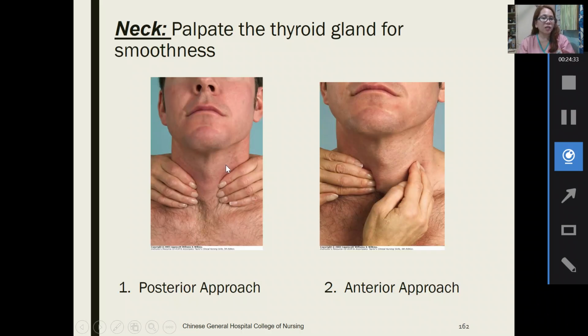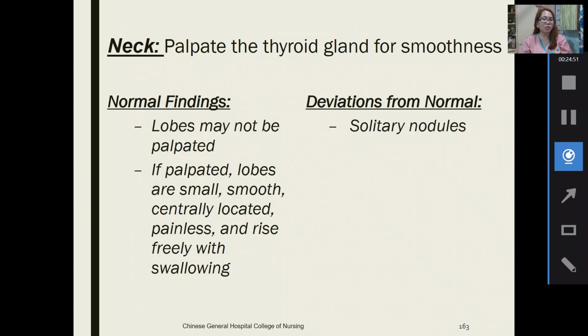So, palpate the thyroid gland for smoothness. So, yan, may approach na sa harap or may approach na nasa back. So, ang ginawa ko is the posterior approach, no? Posterior approach, but you can also do the anterior approach. And then palpate the thyroid gland for smoothness, okay? The lobes may not be palpated, or if palpated, lobes are small, smooth, centrally located, painless, and rise freely with swallowing. So that's your normal findings.